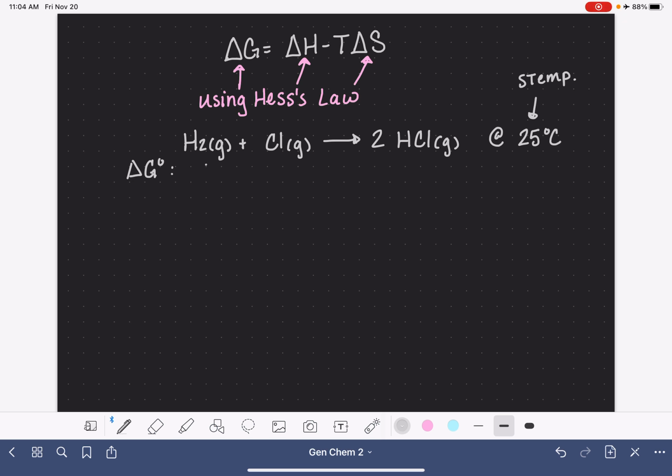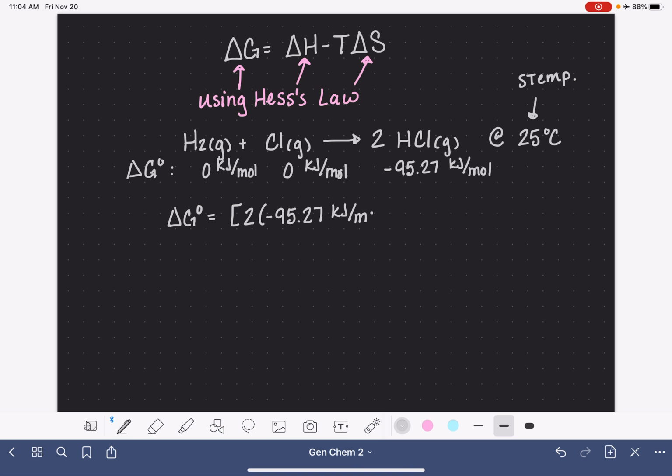If we look them up in a table, we'll see hydrogen gas has a delta G of 0 kilojoules per mole, chlorine, same thing, 0 kilojoules per mole, and HCl delta G value is negative 95.27 kilojoules per mole. If we wanted to calculate the delta G of this reaction using Hess's law, we would simply use the formula products minus reactants, each multiplied by their stoichiometric coefficient.